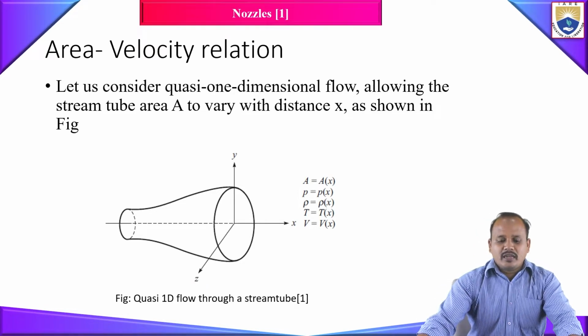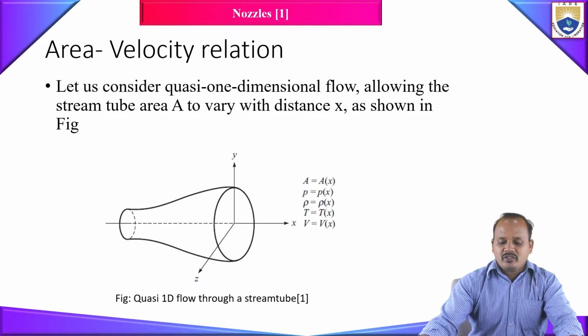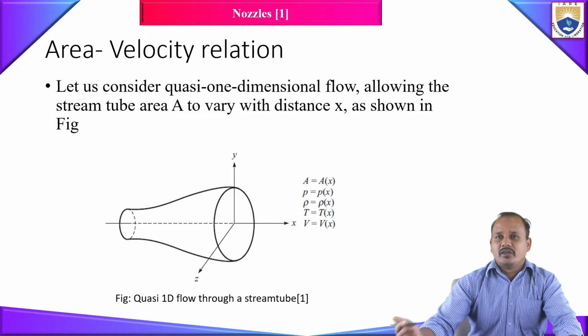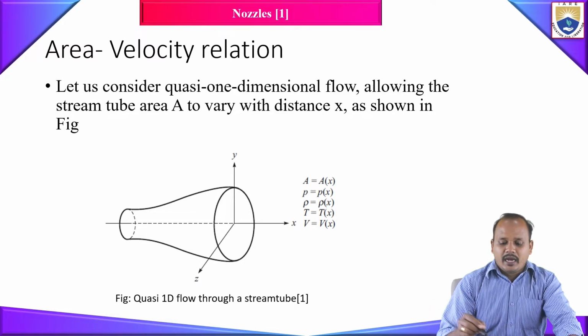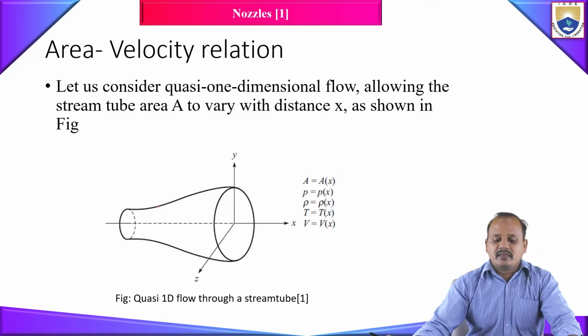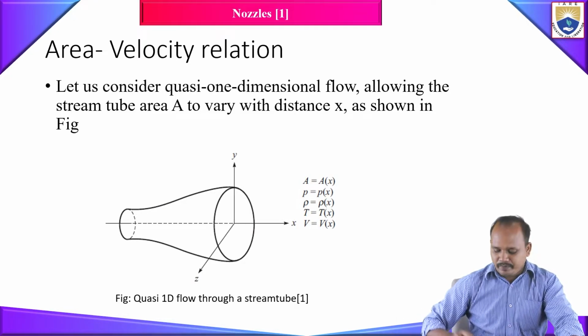To derive this area velocity relation, I am going to consider a stream tube, that is, a quasi one-dimensional flow through a stream tube, in which area, pressure, density, temperature, and velocity are all functions of x alone, and there is a slight increase in area as we move in the x direction.